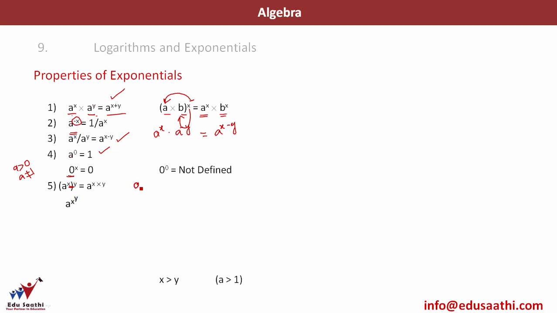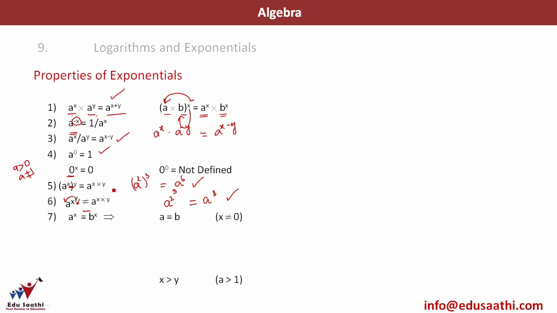So if you have a square and cube of this, it is actually equal to a raised to power 6. But if you have a raised to power x raised to power y, now this y is not associated with this a. This y is the power of this x. So this value a raised to power 2 cube will not be equal to a raised to power 6. This will be equal to a raised to power 2 cube, which is 8. So a raised to power 6 and a raised to power 8 are not equal. So a raised to power x raised to power y is not equal to a raised to power x into y.